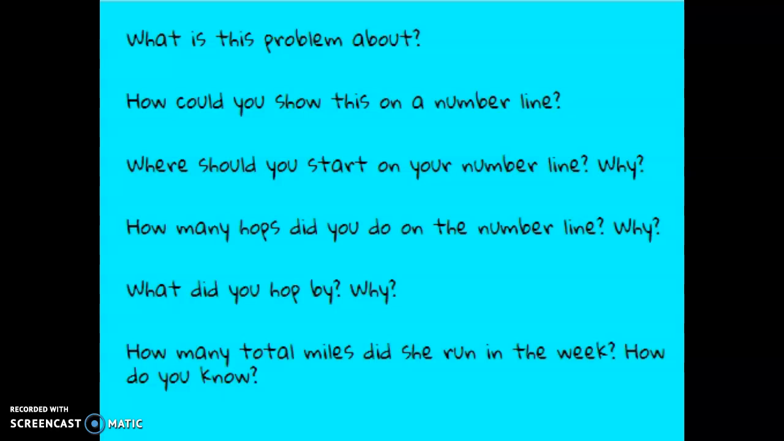How many hops did you do on the number line? We did 7 hops because it said that they were going to be doing that 7 times a week. And we knew that each time that she ran, it was going to be 3 miles each time. What did you hop by? We hopped by our 3s because we knew that each time that she ran, it was going to be 3. How many total miles did she run in the week? She ran 21. And we knew that because we hopped 7 times, and each time that we hopped, we went up by 3.